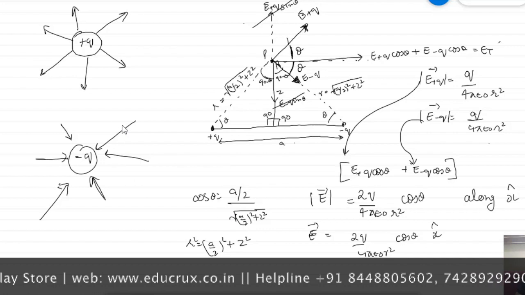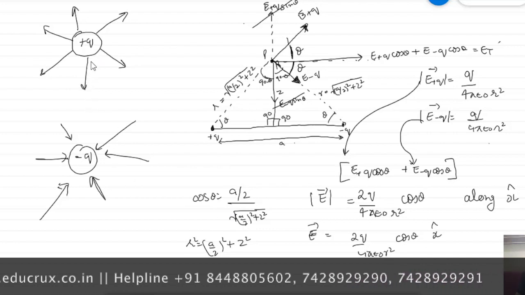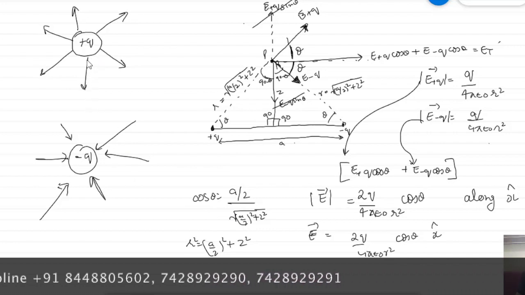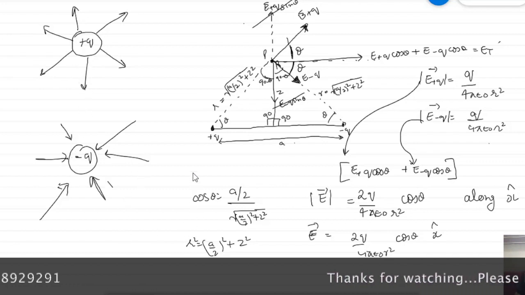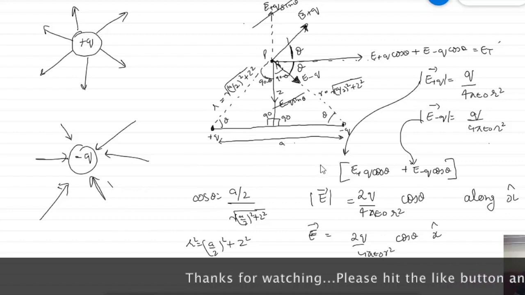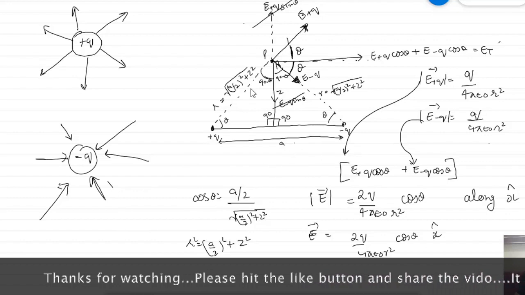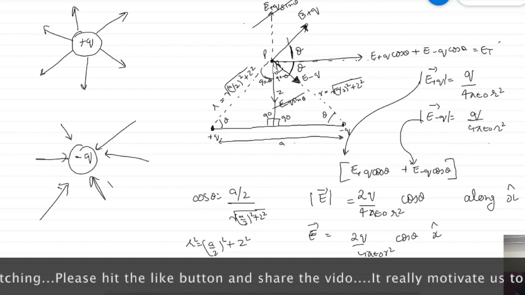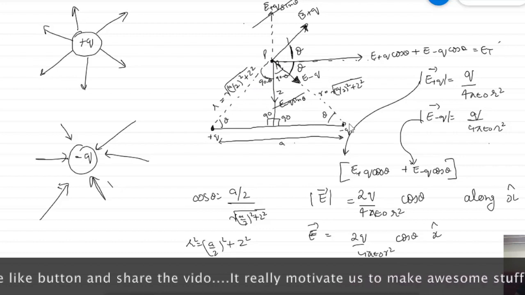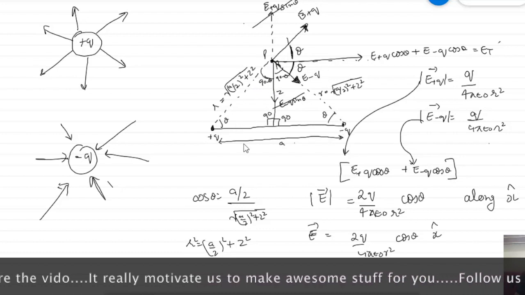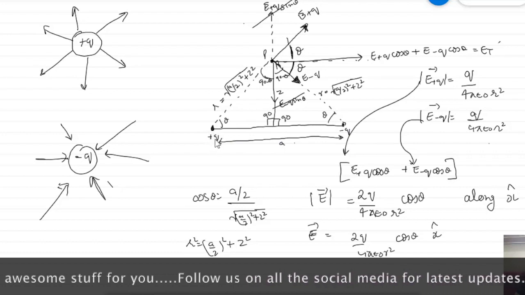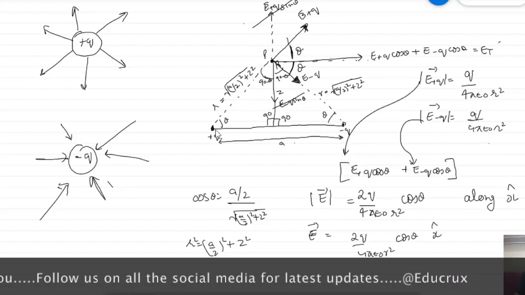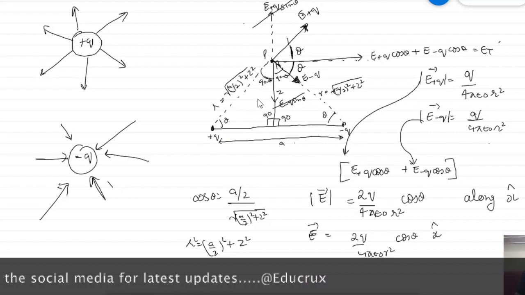So you see how we can solve the elementary problem in electrostatics by considering the field due to individual charges. We are just applying the superposition principle, in which we calculate the field at point P due to each and every charge under consideration. In our case we have a plus q charge and a minus q charge, and we have calculated the field due to these individual charges at point P.